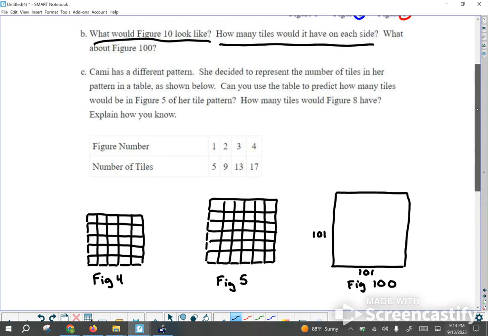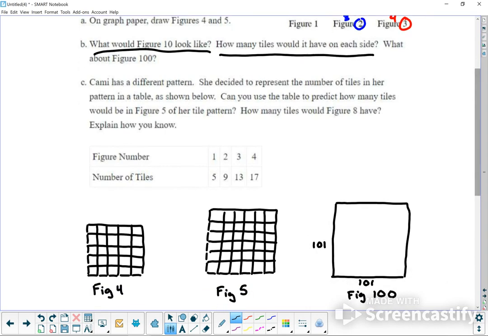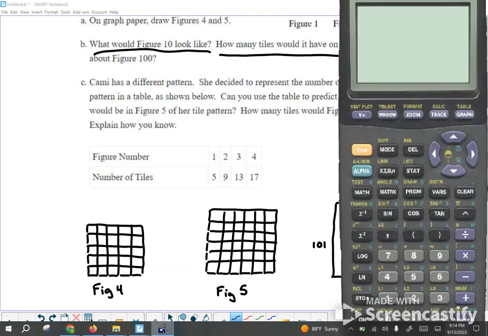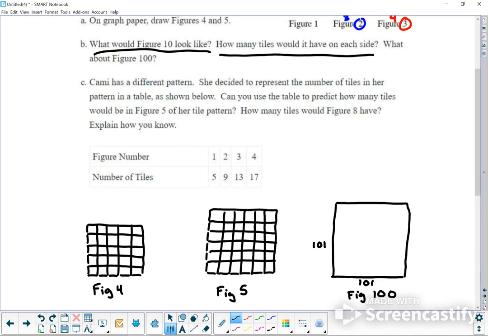So how many tiles would it have on each side? Figure 100 would be 101 tiles on each side, and in total the tiles in all would be 101 by 101, which is 10,201 tiles. So total will be 10,201 tiles in there if I was to do all the tiles.